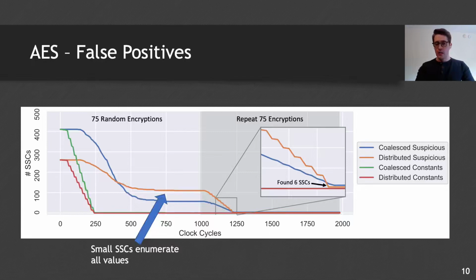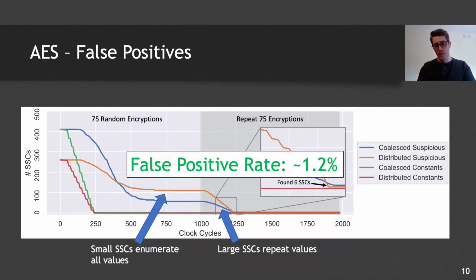We demonstrate this idea by repeating the same 75 encryptions in the second half of our simulation. As you can see, shortly into the second half of the simulation, we eradicate all false positives and are left with only those malicious SSCs we implanted into the AES design to begin with. Overall, across all designs we study, we observe a false positive rate of only 1.2%.